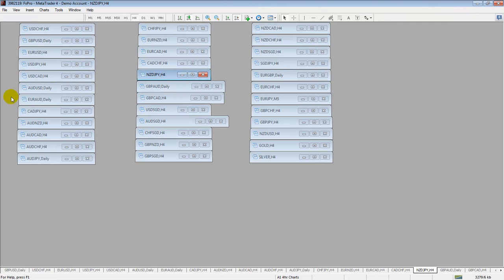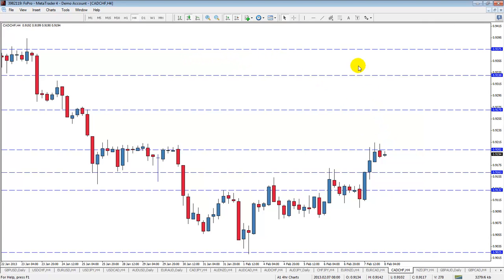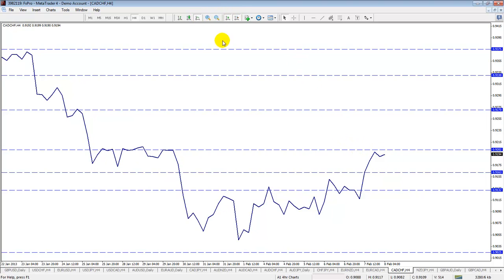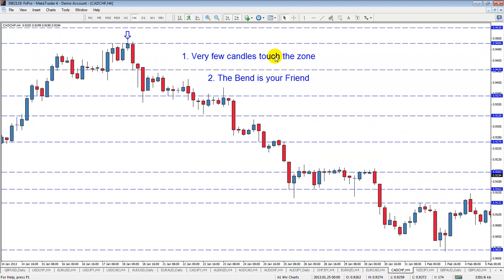Okay. So back to our CAD Swissy. The only reason that I would say that this is going to fall away is if we get a bend here, and we don't have it yet. If we have very few candles touching the zone and if we see a bend, we know that it's probably going to fall away.